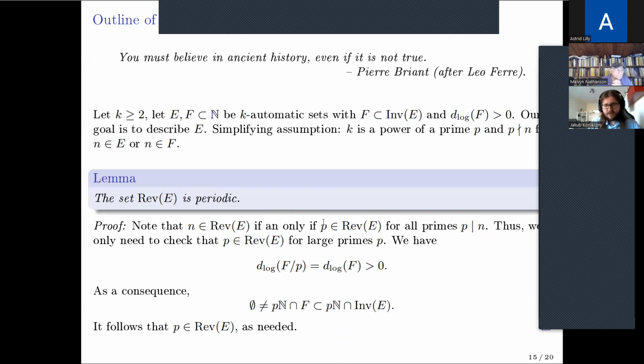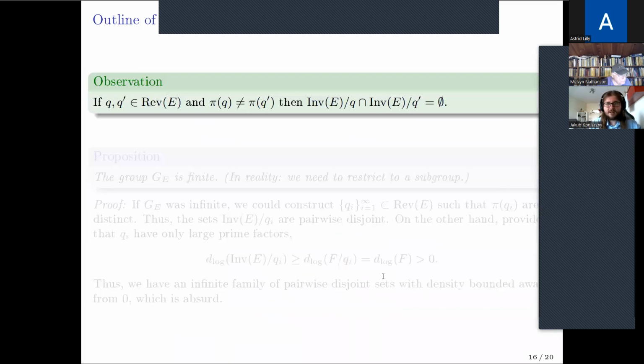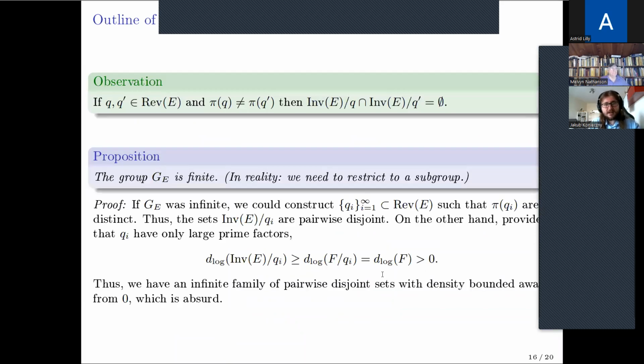Basically, the key idea is that for sufficiently large primes P, by the equidistribution theorem, F divided by P has the same density as F, so in particular it's positive. So in particular, F contains a multiple of P. So in particular, P is in ref. And once you have all the big primes, it's not hard to see that we have periodicity.